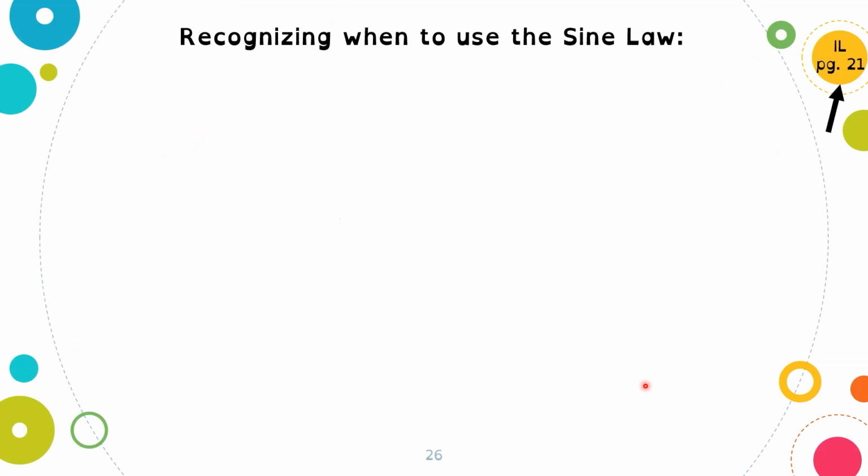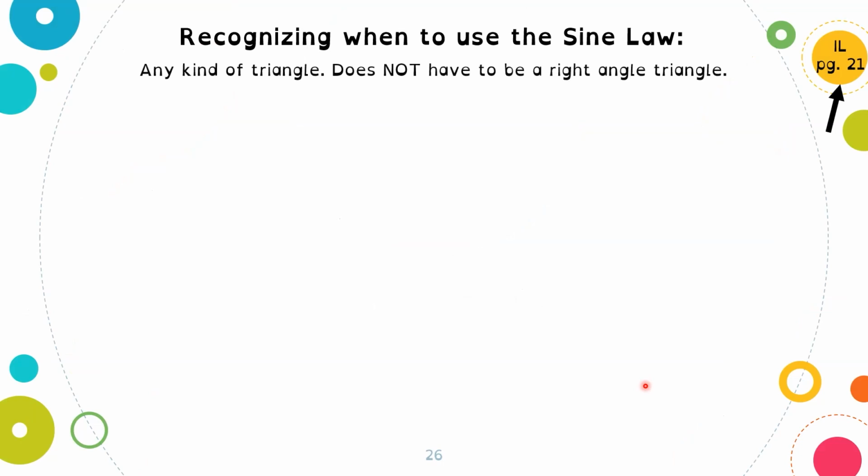So this is on page 21 of your IL booklet, and this is recognizing when to use the sine law. We have tools that we used in our previous lesson, but why are we introducing a new type of rule? So this works for any kind of triangle. It does not have to be a right angle triangle, like I mentioned before.